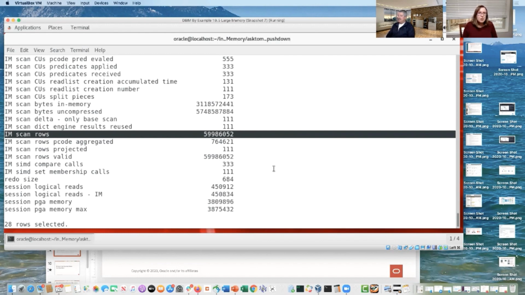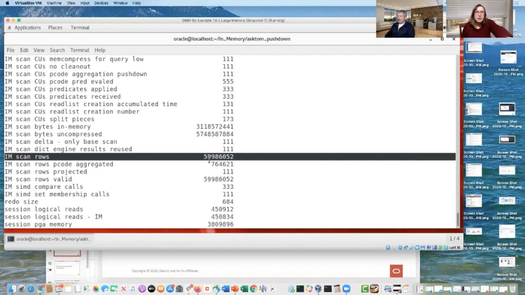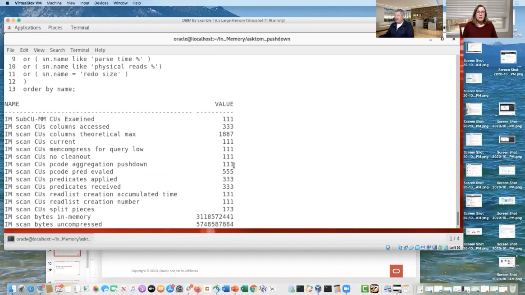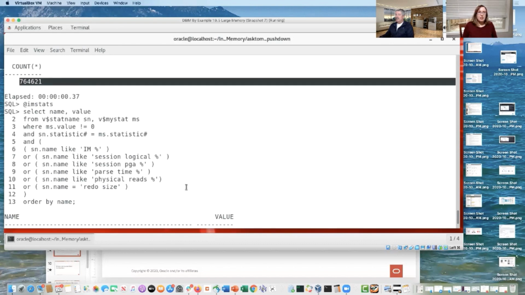Yeah, and if you notice, there's this IM scan rows P code aggregated, and so that should be the number of rows that passed the filter. Right after IM scan rows, there's IM scan rows P code aggregated. So of the 60 million, that number is how many actually met the filter predicate criteria? Yes, I believe so. And then actually, we could go look and see that that number matches here, which we'll see in another example as well. So there you go.